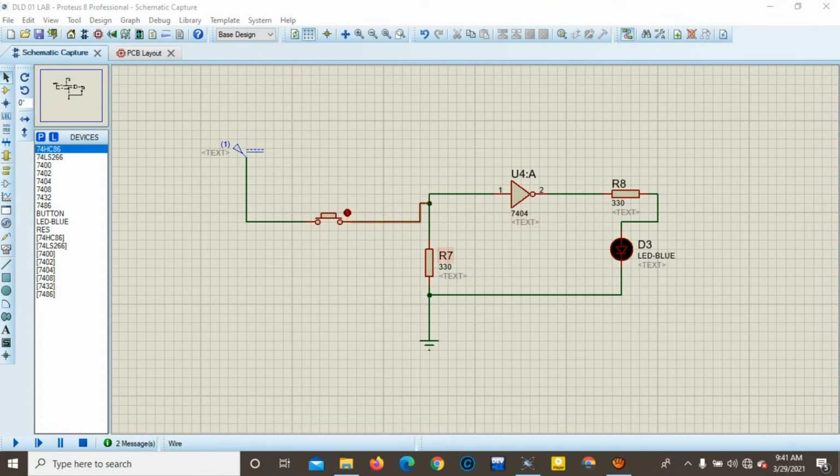In the circuit diagram we have used only one switch, which is connected to the 330 ohm resistor, and which is grounded, and here we have one input and one output. The output is again connected to the 330 ohm resistor, which is connected to the LED, and which is grounded. We also give the input of 5 volt here.